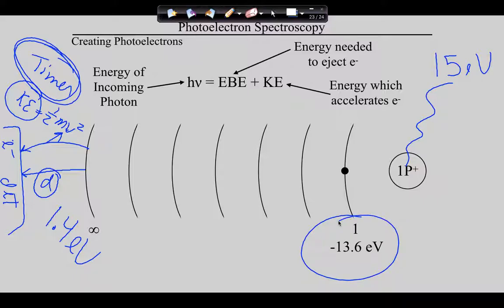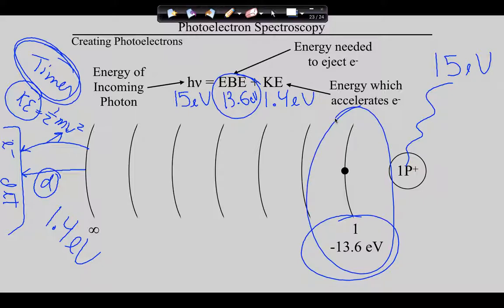What does that now tell us? It tells us this. Here's why. We know the energy that went in, 15 electron volts. We know the kinetic energy of the electron because we measured the distance and the time. That's 1.4 electron volts, and I'm going to get sloppy with signs. And so if we take this and subtract this, the difference is the electron binding energy. That then tells us the energy of the energy level.